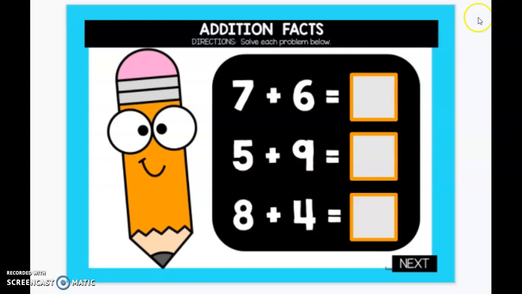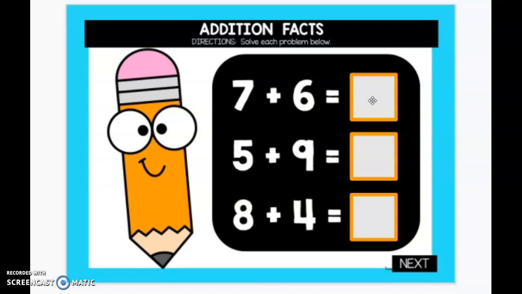Let's first read the directions. I see up here it says addition facts, directions. Solve each problem below. As you look at this slide, you see that there are 3 addition problems on it that we need to find the sum for. Let's look at the first one and do one together. 7 plus 6 equals blank.